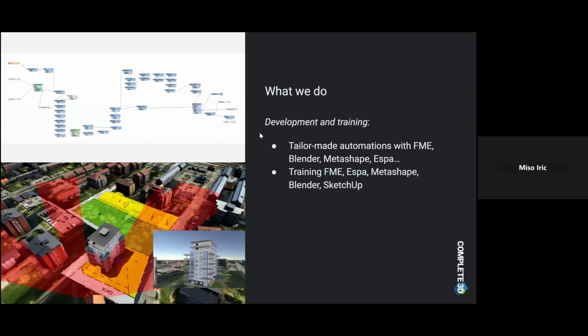In this case, by consulting and helping those types of customers, we are doing different types of development and also training in different software for automation. For example, FME, Feature Manipulation Engine, Blender, Metashape, and other photogrammetric 3D model software, and we are also doing training in those software.